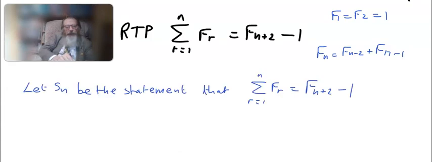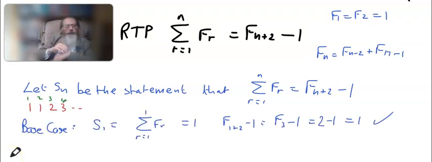So we let S_n be the statement that the sum of the first n Fibonacci numbers is the same as f_{n+2} - 1, and we go on to establish the base case. And so the base case is statement 1, which states that the sum from r=1 to 1 of f_r is 1, because that's just f_1, and f_{1+2} - 1 is f_3 - 1, which is 2 - 1, which is also 1, and so we have established the base case.